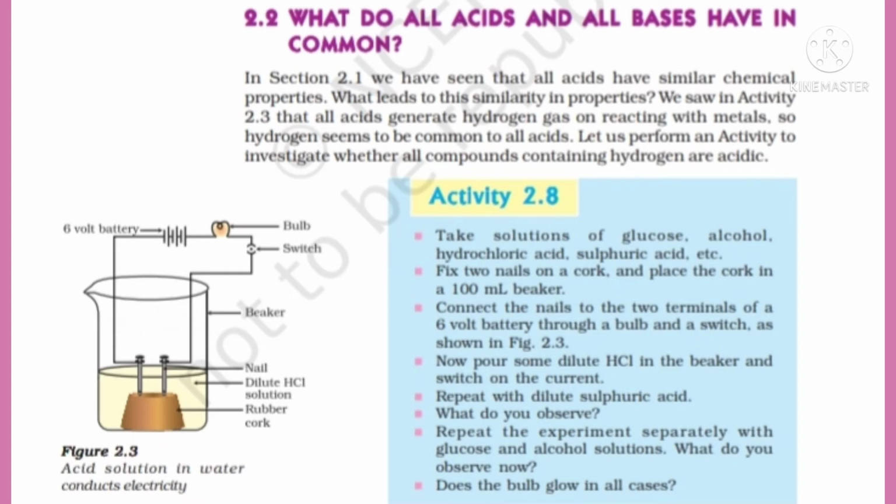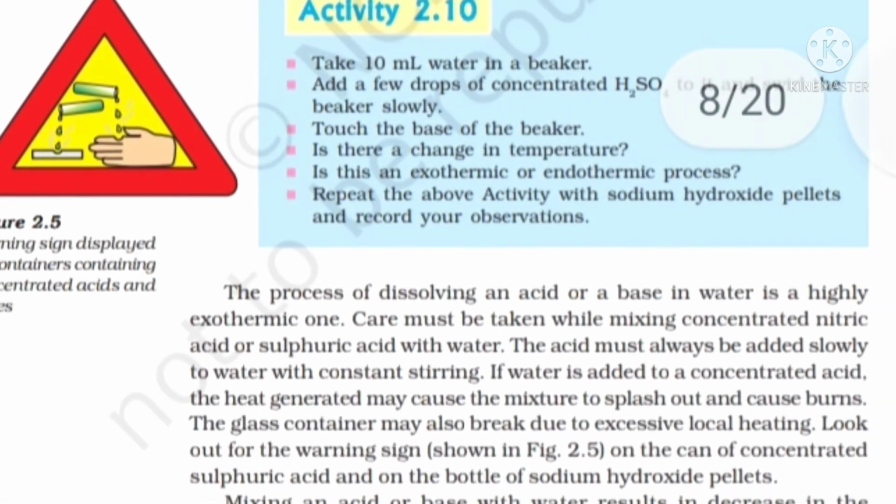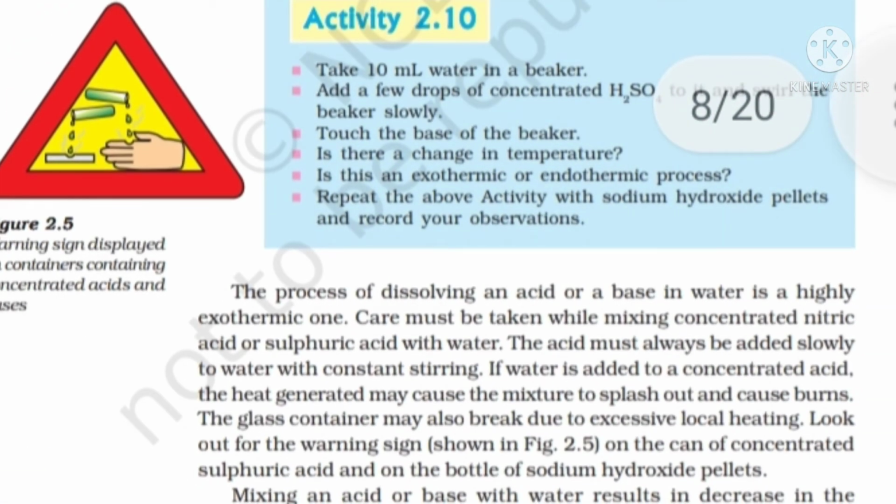Now let's move on to activity 2.10. It explains how to dilute the concentrated acid. First, you take a beaker with some water. Then add concentrated sulfuric acid through the side of the test tube drop by drop. You should not add water to the acid. You should add acid to the water.